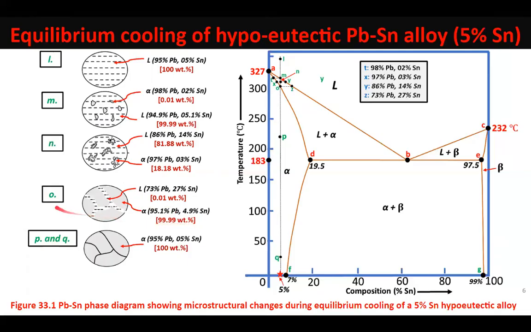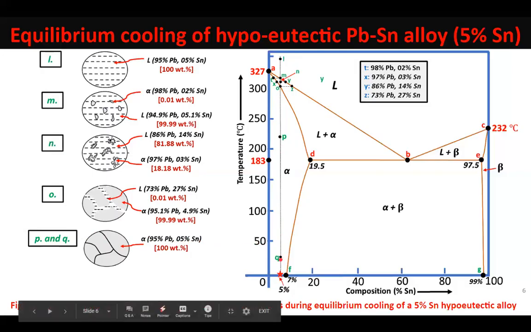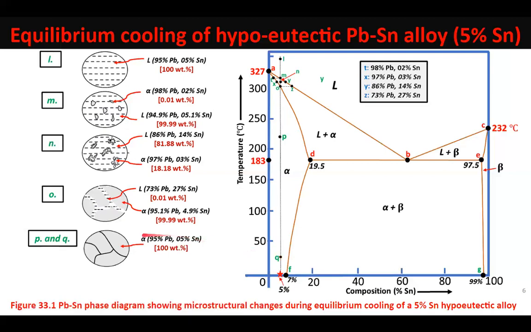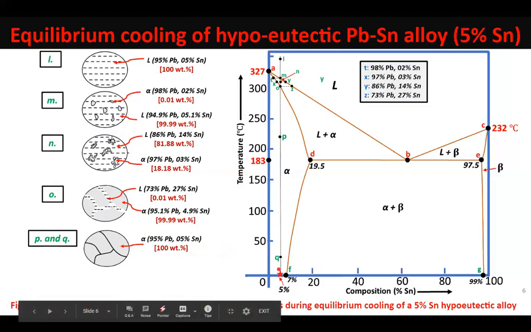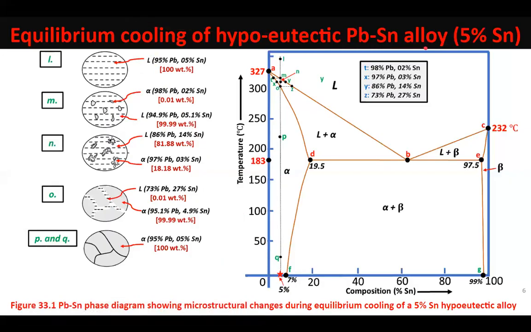When your temperature drops a fraction below point O, the solidification is complete. So at a point slightly below O, or at point P, or even at room temperature Q, the solid phase is completely there, and you see that our material system is in a single phase region, and that single phase is alpha solid solution, and that alpha solid solution has to be exactly the same as the alloy composition. We had taken a 5% tin alloy, so this alpha is also 5% tin, and it is 100% by weight.